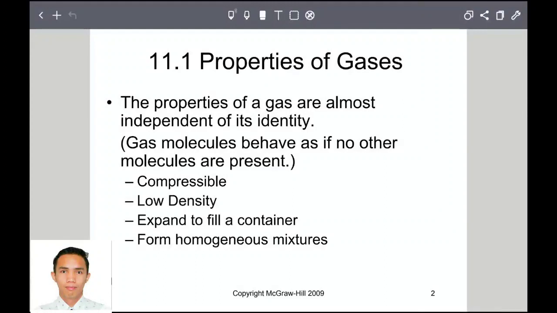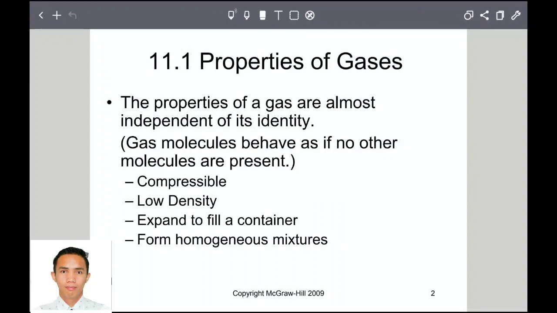Properties of gases. The properties of a gas are almost independent of its identity. Gas molecules behave as if no other molecules are present. They are compressible, low density, expand to fill a container, and form homogeneous mixtures.